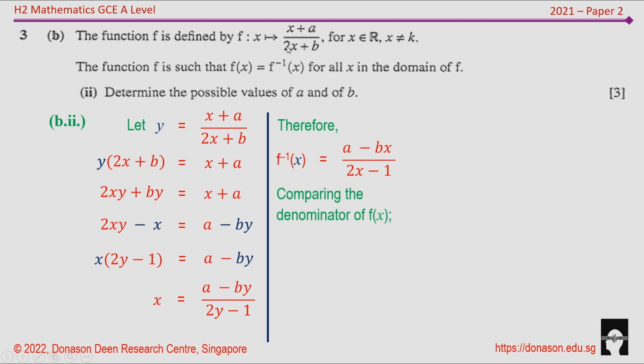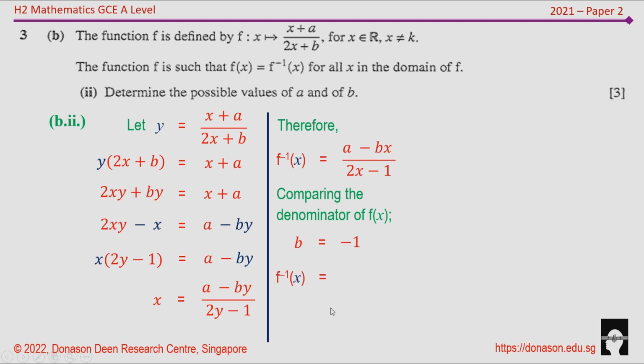Now let us compare your function f(x), which is (x + a)/(2x + b), and f inverse x, which is (a - bx)/(2x - 1). If these two functions are equal, the numerators must be equal and the denominators must be equal as well. So 2x + b should be equal to 2x - 1. What should be the value of b then? If 2x + b equals 2x - 1, of course the value of b should become negative 1. If the value of b becomes negative 1, and we replace the b with negative 1, what happens?